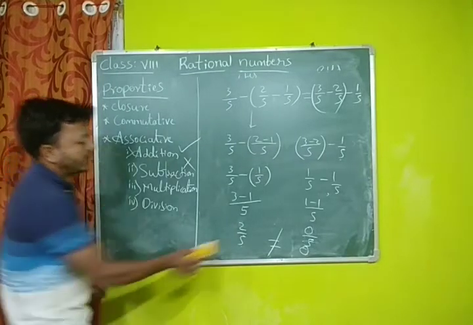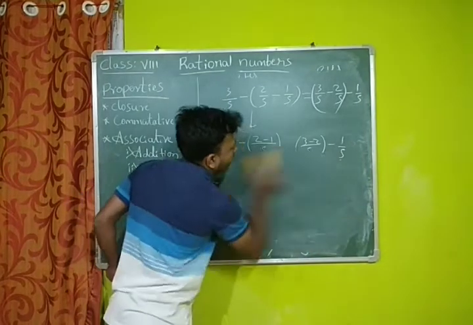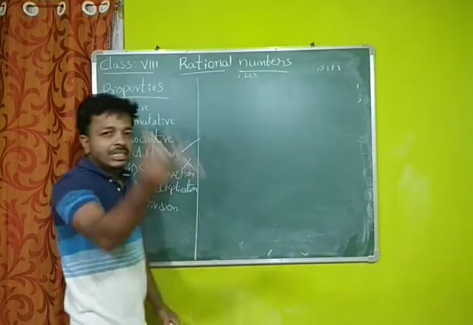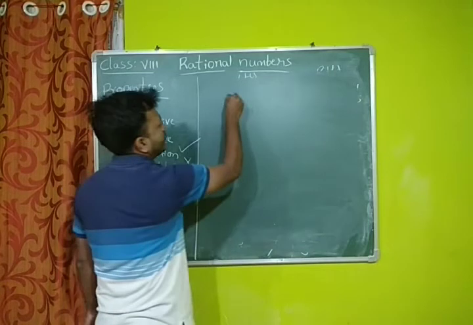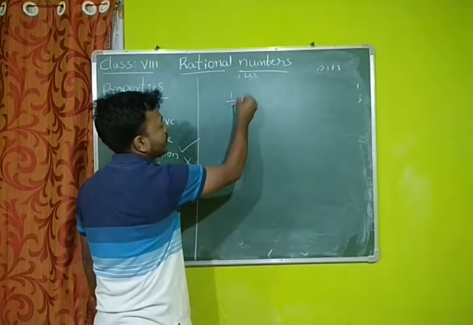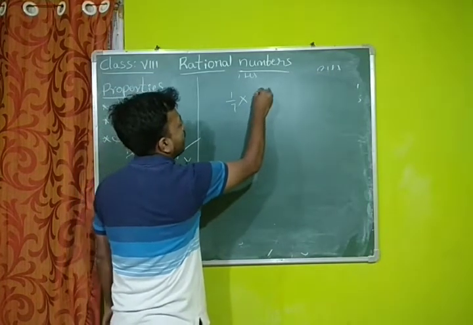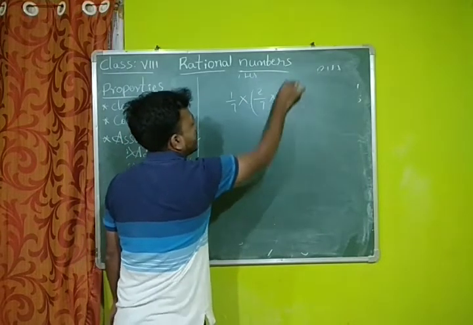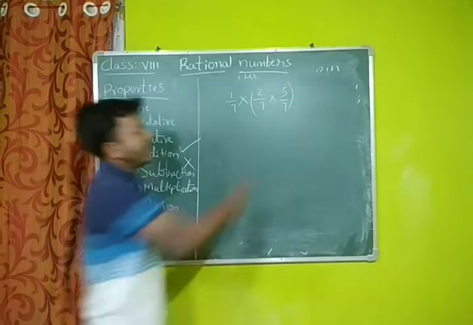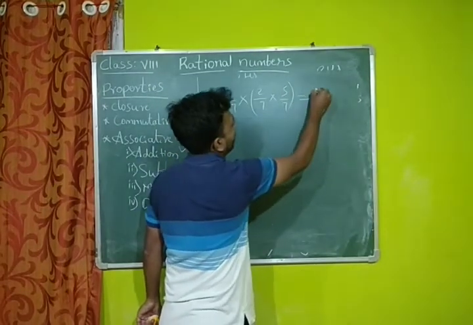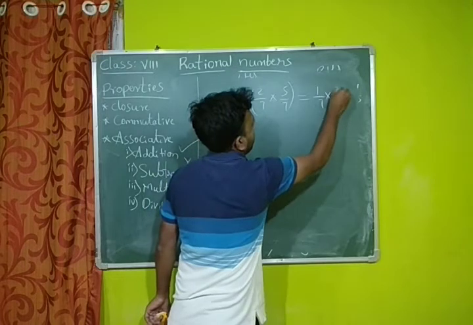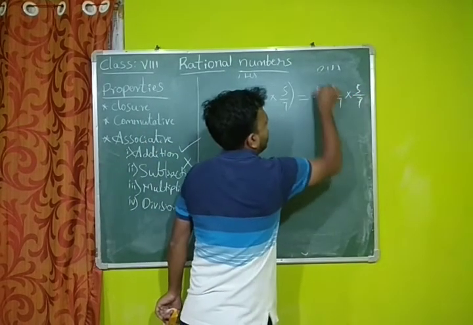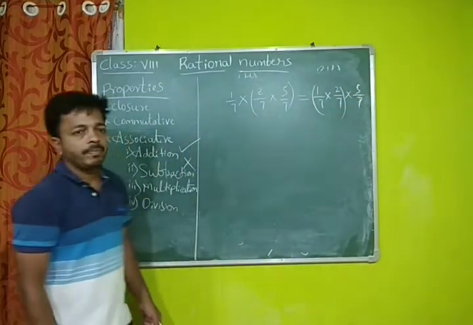Next, which one? That is multiplication. So we have to check whether multiplication is applicable or not. So now I will take three different rational numbers. That is 1 upon 7 multiplied by 2 upon 7 multiplied by 5 upon 7. So first I am going to multiply these two terms, and the RHS also I am going to write now. 1 by 7 multiplied by 2 upon 7 and multiplied by 5 upon 7. So first these two terms in brackets here.